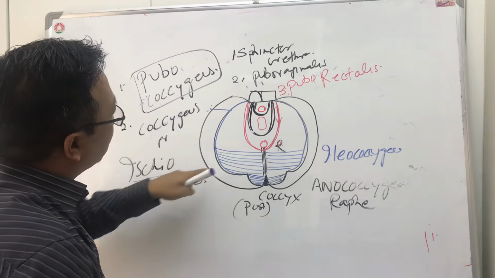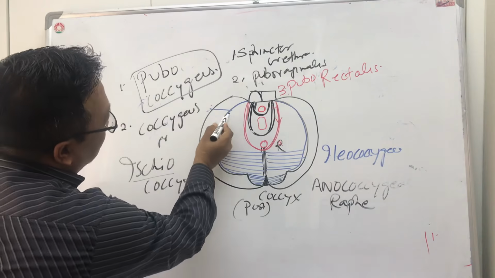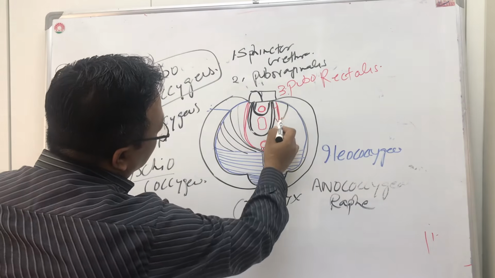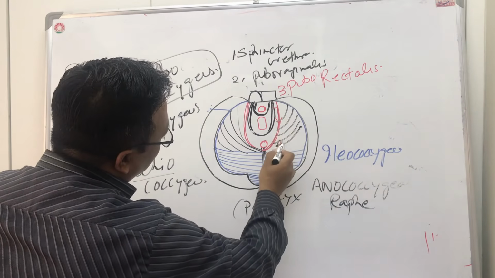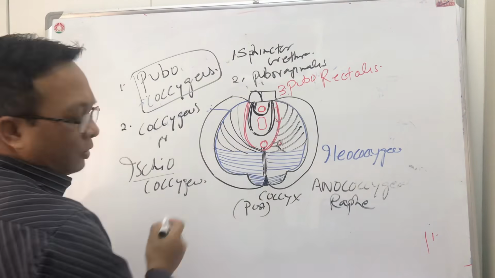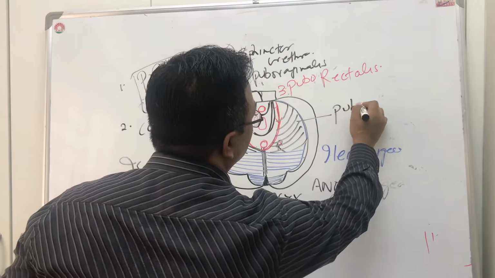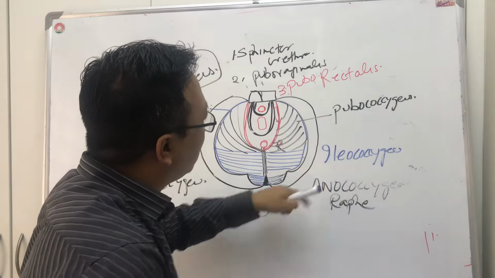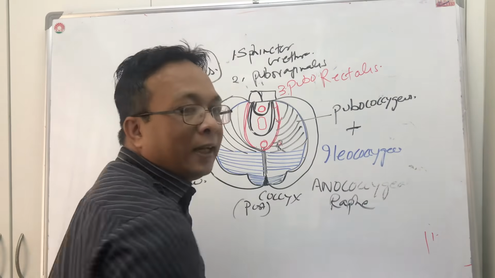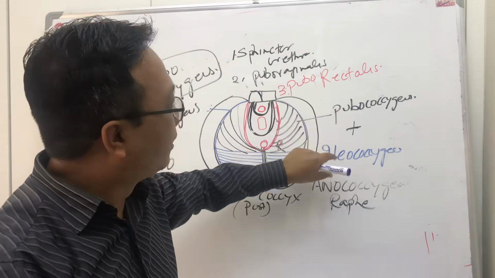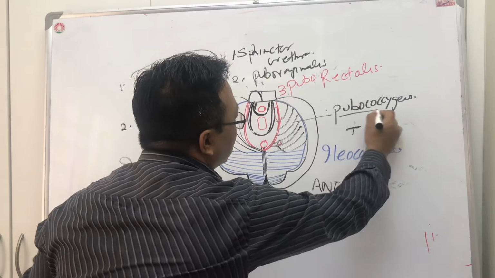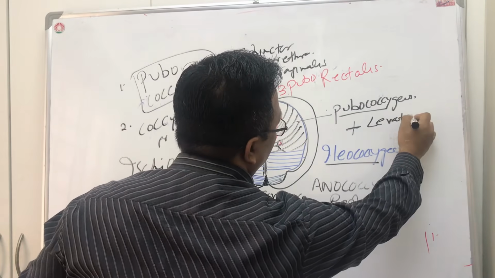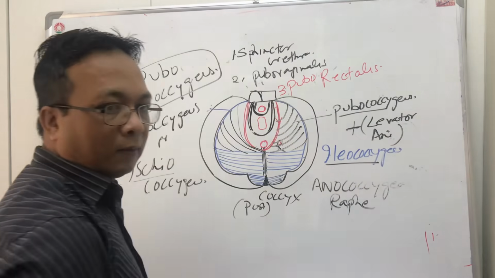And then the rest of the part is occupied by the pubococcygeus, which is also joining this anorectal raphe. So this is the main bulk of the pubococcygeus muscle, along with its three modifications. Pubococcygeus plus iliococcygeus together are called the levator ani.